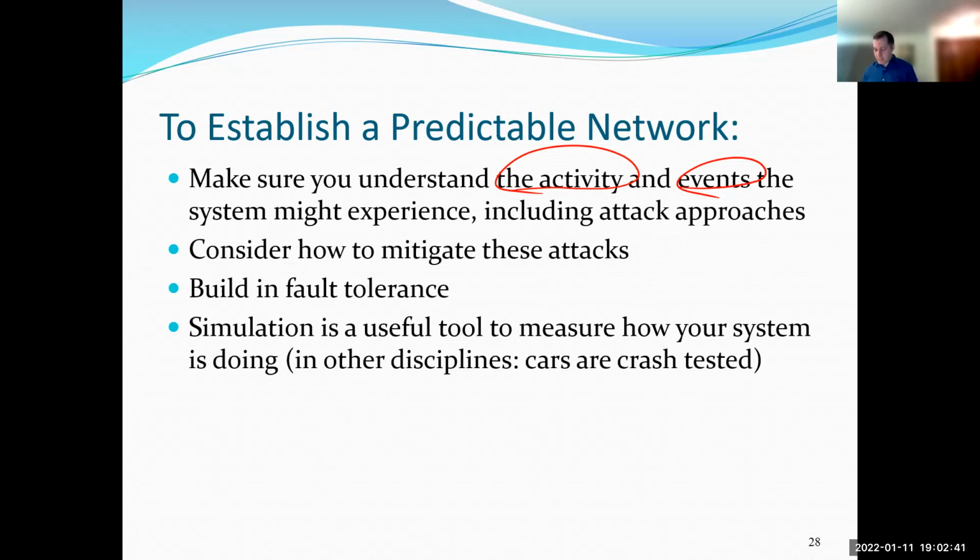Consider how to mitigate these attacks, build fault tolerance, and of course, simulation can be good. Simulating things that can happen in your network, just to see, you can try out things, right? So in the network, how it responds to certain attacks, maybe, etc.